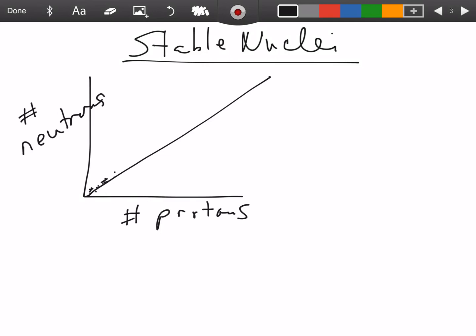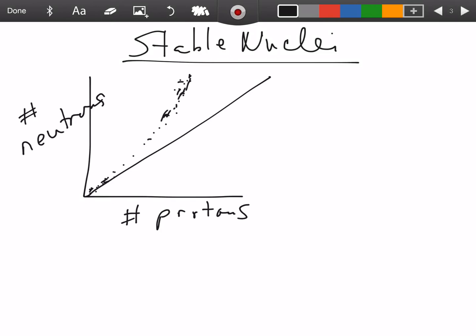But it turns out that as you try and stick more and more protons into a nucleus, those protons begin to repel each other. And as they're repelling each other, they need something to kind of buffer that a little bit. And so that's where the neutron comes into play. So we start getting more and more neutrons as we get heavier and heavier nuclei. And so what we end up seeing is what's referred to as a band of stability.